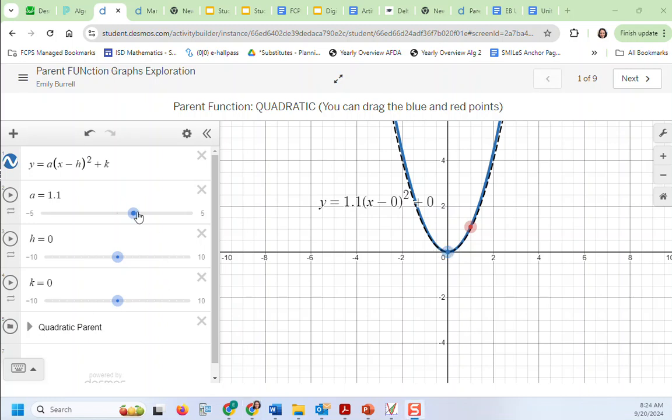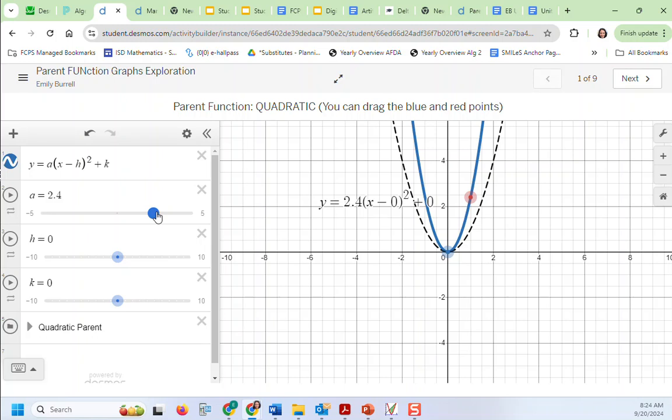So most of you guys noticed that when you made the a value bigger, what happened to the graph? The a value got bigger, the graph got what? Yeah, in a skinny way, right? The graph got kind of skinnier.